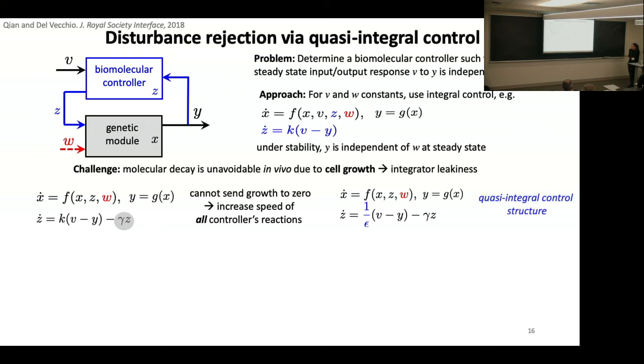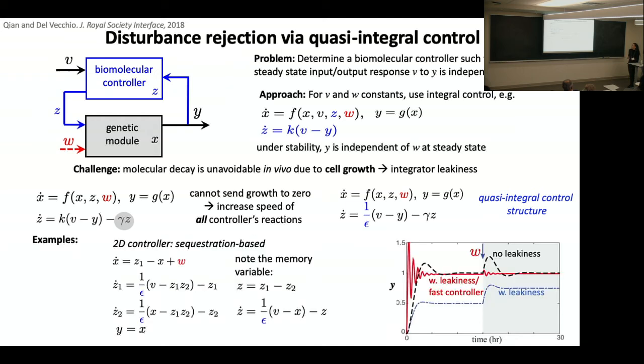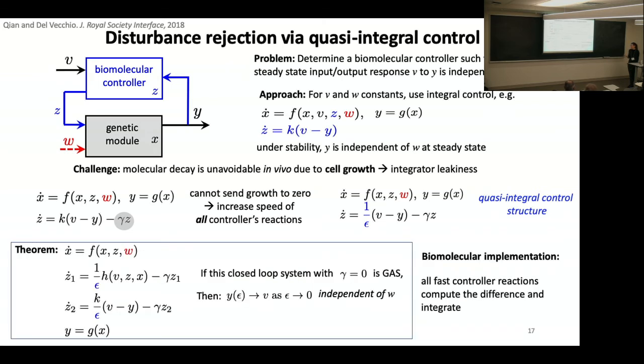If you do that, we call this structure, in which you have this fast controller action and this leakage, quasi-integral control structure. So here is an example. We have heard about this sequestration-based feedback mechanism that can implement an integral. This has a leakage term here, and what I'm showing is that in the absence of leakage, when you have disturbance, you have perfect adaptation. When you have leakage, then essentially you completely lose that adaptation property. But if you speed up the controller reactions, then you essentially rescue back that adaptation property. And you can actually prove this.